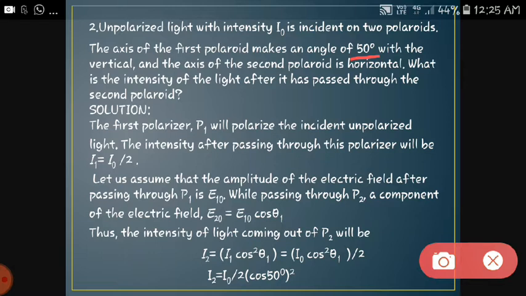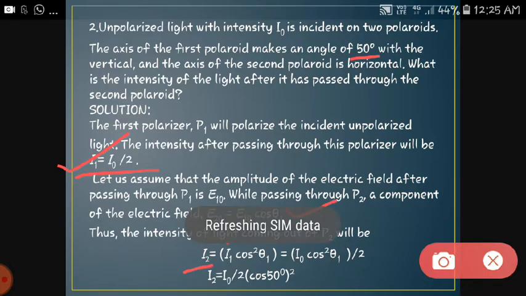So by applying all the theory which we have applied to numerical 1, the first polarizer P1 will polarize the light and it will give you intensity I0 by 2, right? This we have already seen. Then, by assuming the components of amplitude in the electric field, E20 is equal to E10 cos theta 1. So I2 will be I1 cos square theta 1.